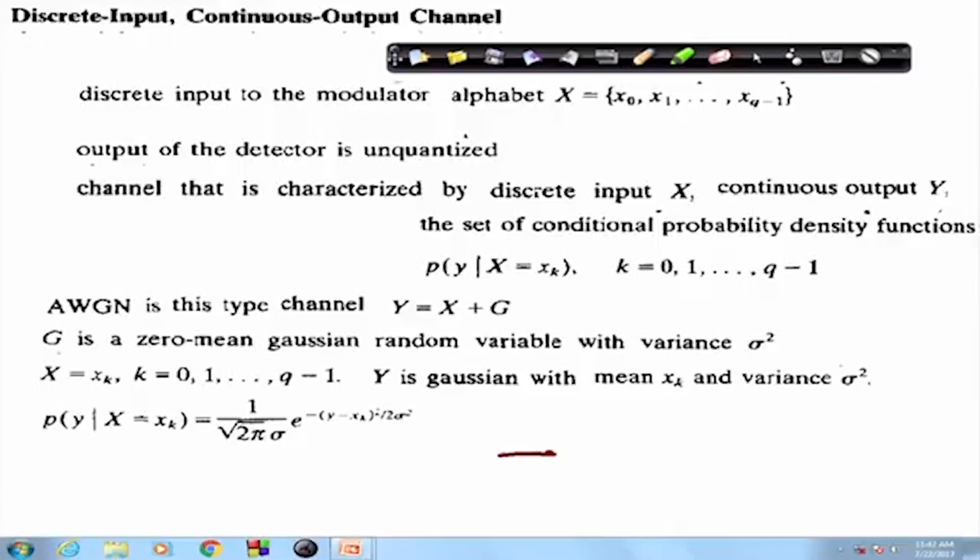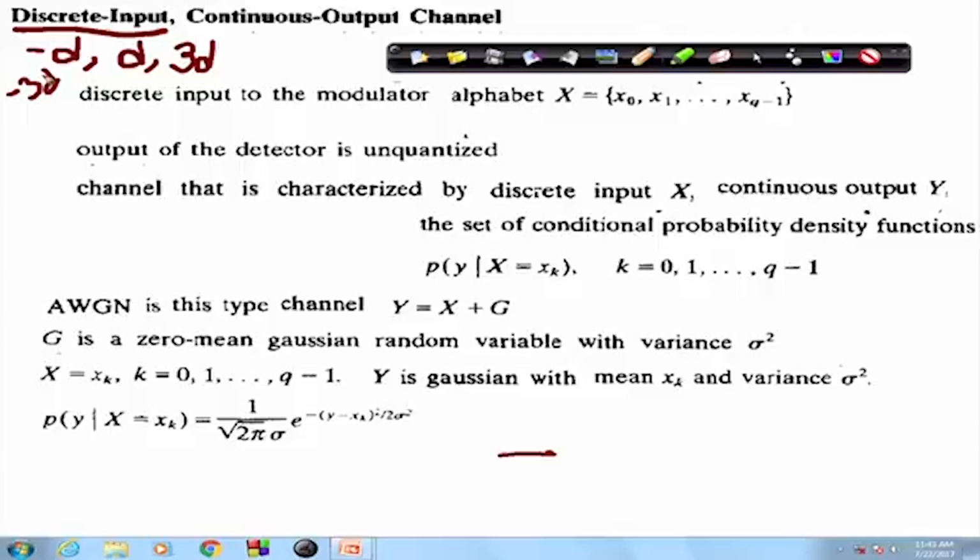the other important channel of interest is the discrete input continuous output channel. As the name tells you, the input is discrete, and clearly we have discrete input because our input takes values, let us say minus d or plus d in case of binary pulse amplitude modulation. In case of quaternary pulse amplitude modulation, we will have 2 additional amplitudes. So, these are discrete inputs. In case of QAM, it is discrete input. In case of PSK, it is discrete input.